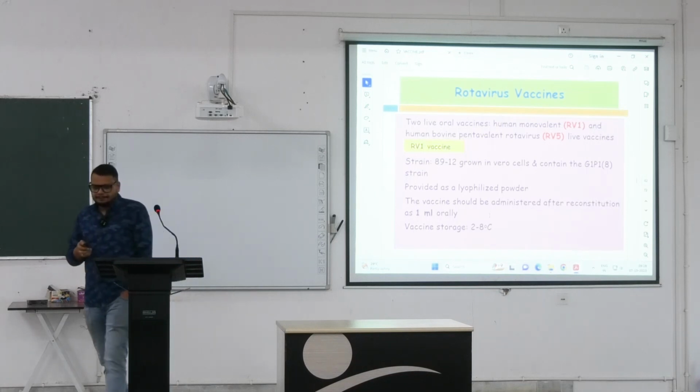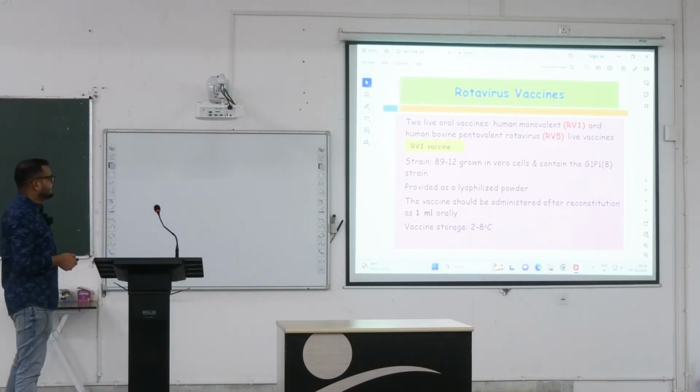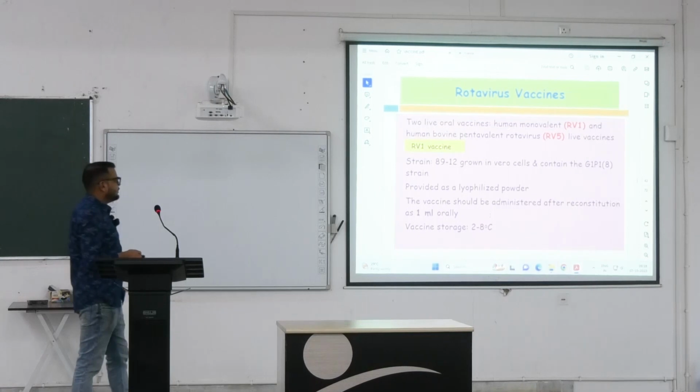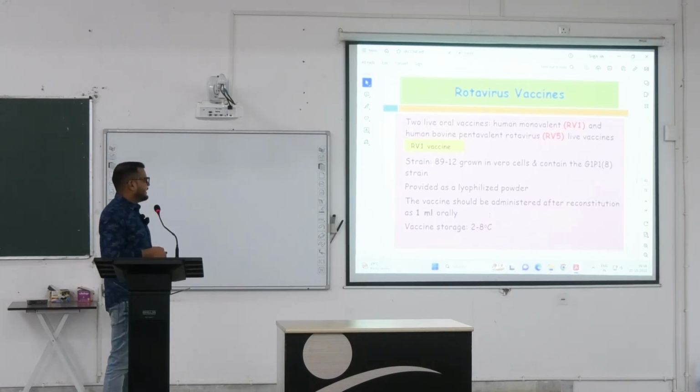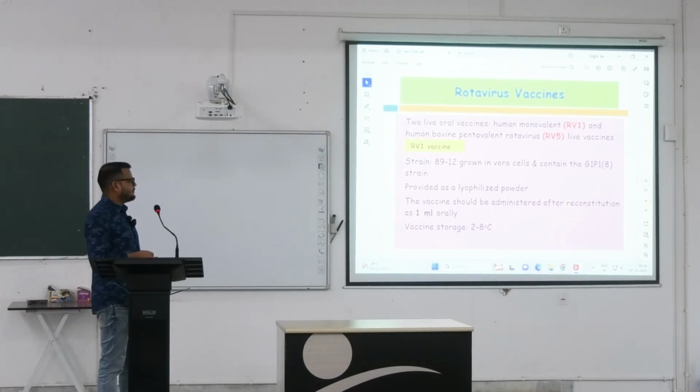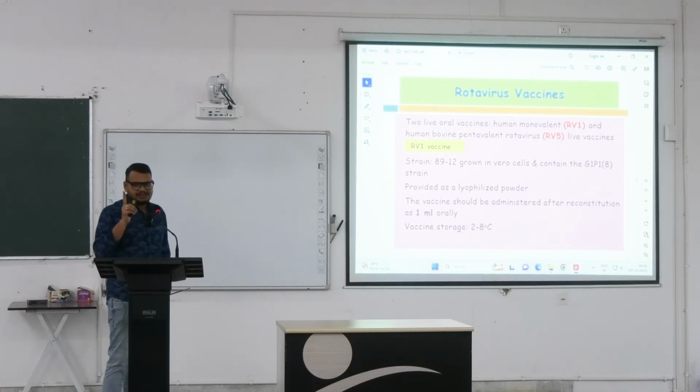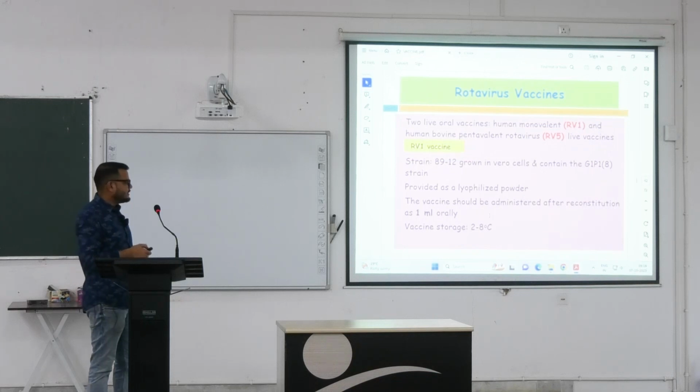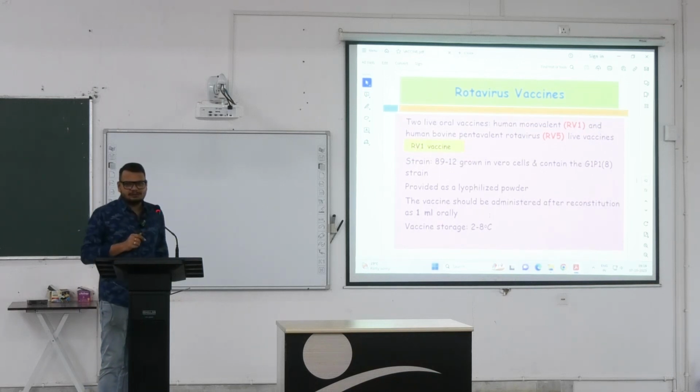Rotavirus. See, 2 live oral vaccines, human monovalent RV1 and human bovine pentavalent rotavirus live vaccines. Okay, these are live vaccines, live attenuated. Okay. What is the meaning of live attenuated vaccine?